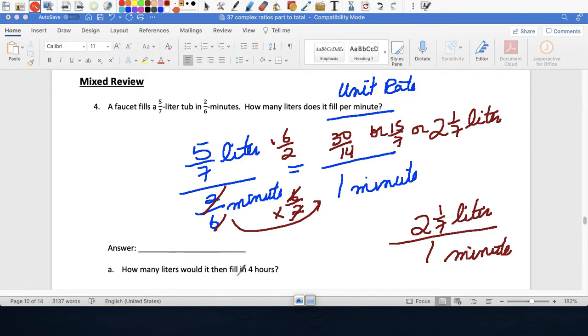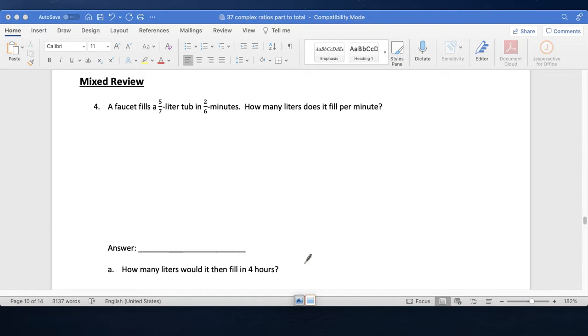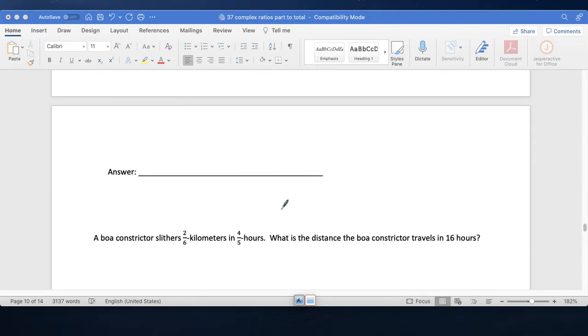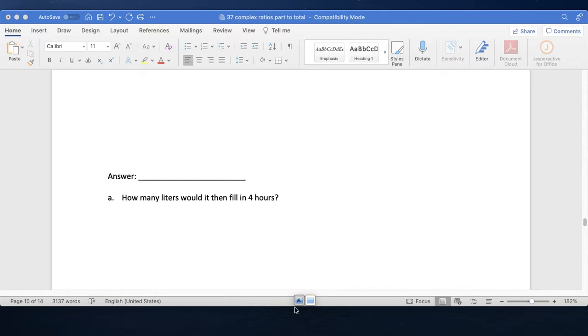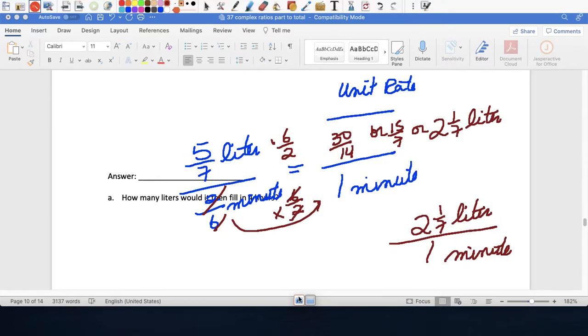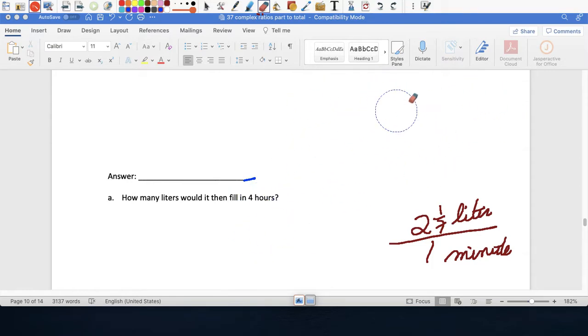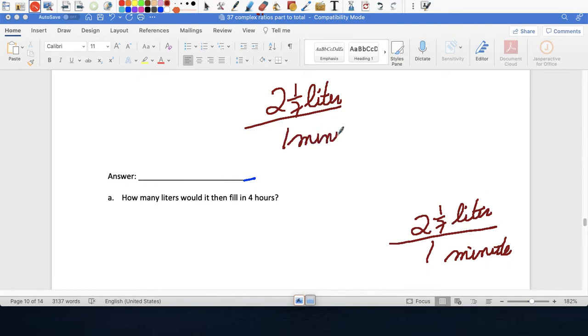Now part A here says, how much will it fill in 4 hours? So let me erase this. We're going to take that unit rate. Right, so let me write over here 2 1/7 liters in 1 minute. But then they're asking us 4 hours.